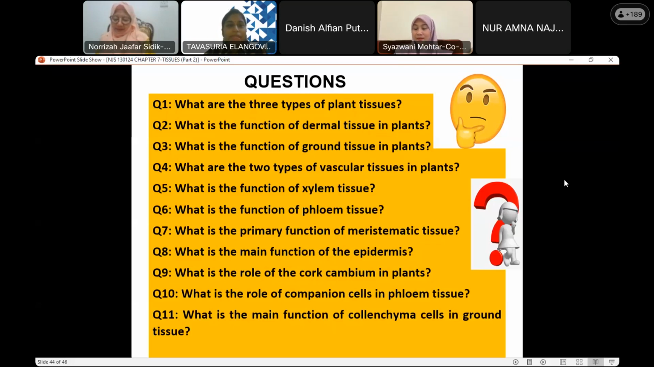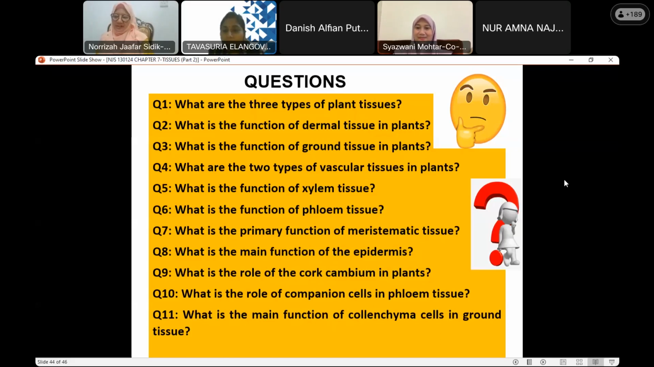Epidermis. Where does the epidermis located? The outer layer, the outermost layer of the plant. So what's the function, students? No one? Epidermis. Remember, what is the function of the epidermis?